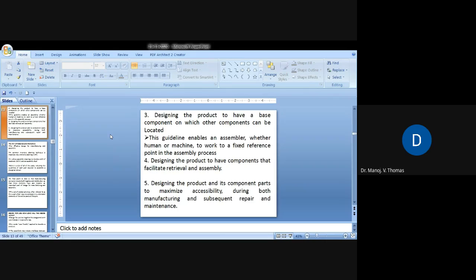In the case of a laptop, if you take the example, when the mouse becomes faulty, you can easily take the mouse out, or you can easily detach the keyboard and insert a new keyboard. So it facilitates retrieval and assembly. Designing the product and its component parts to maximize accessibility during both manufacturing and subsequent repair and maintenance. So parts should be easily available. So maximizing the accessibility of the individual parts or components.